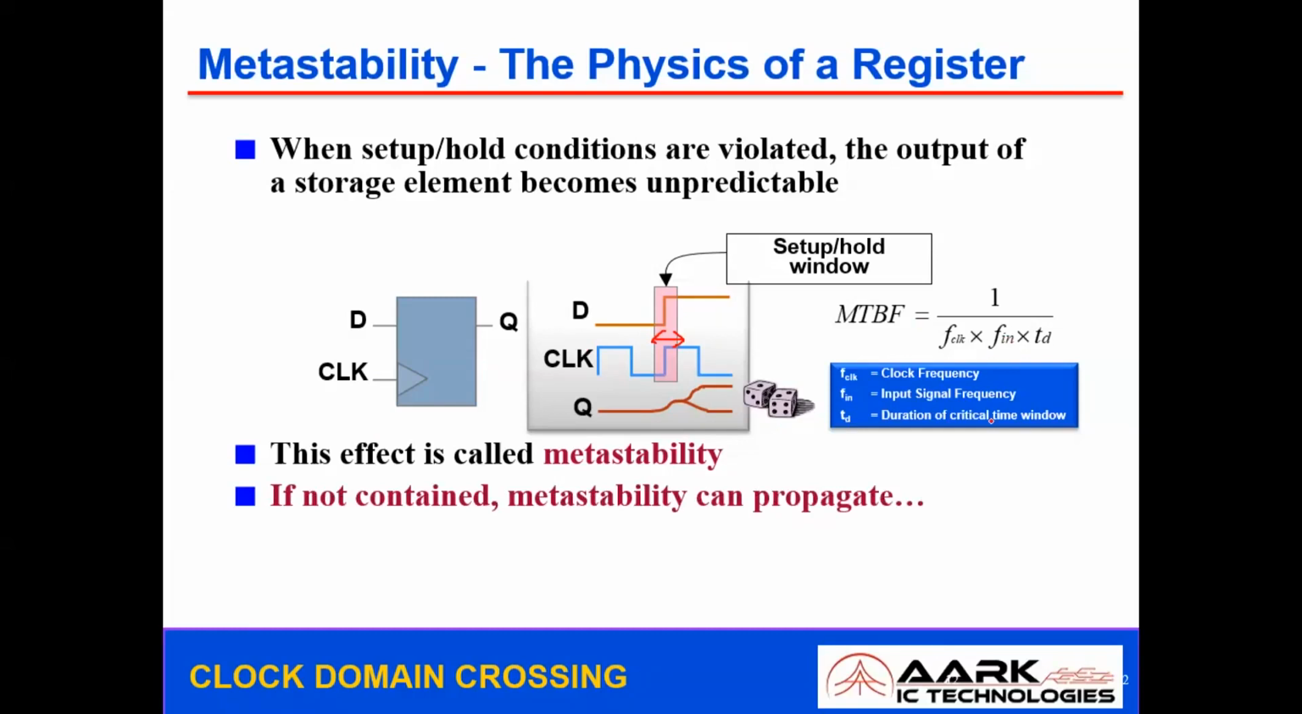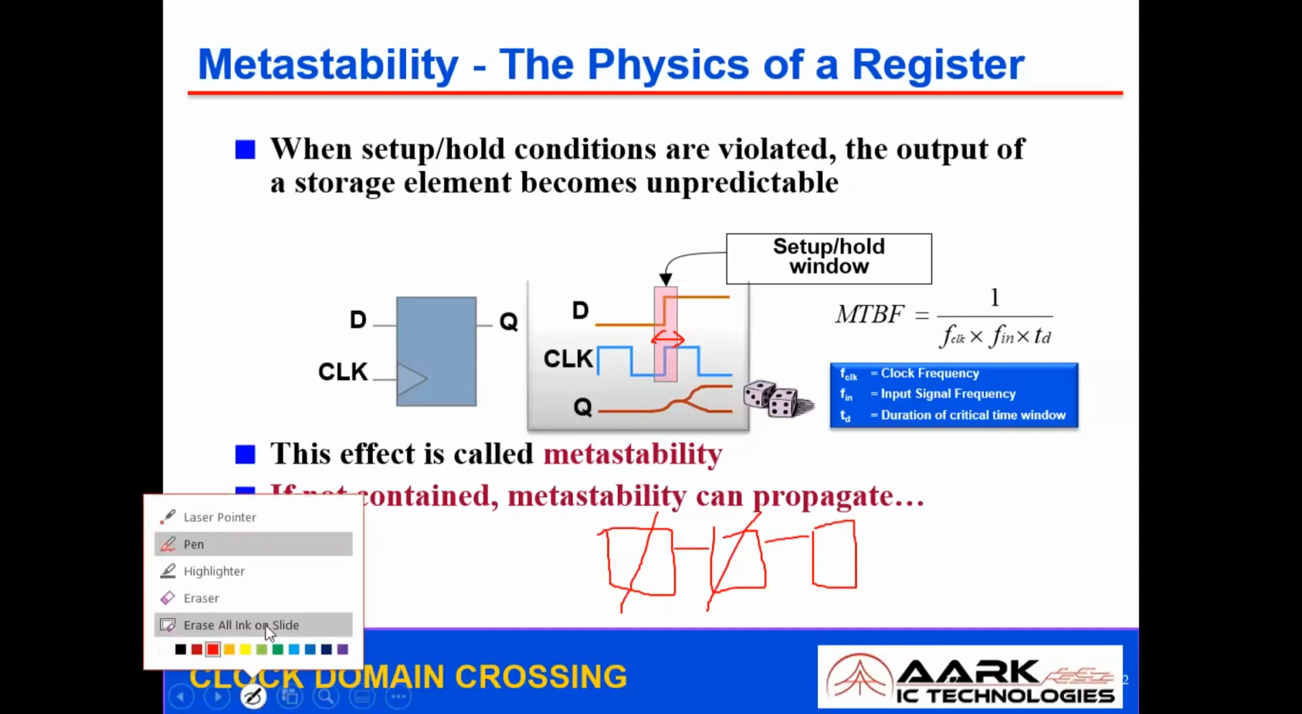If it is not contained, metastability can propagate. If you are not containing it in one flop, for example in a shift register, where we connect one stage's output to the next stage and so on, and you don't contain it in the first one, there's a possibility that the second flop might also have the same issue, and the third flop might also have the same issue. So there's a possibility of propagating this issue.